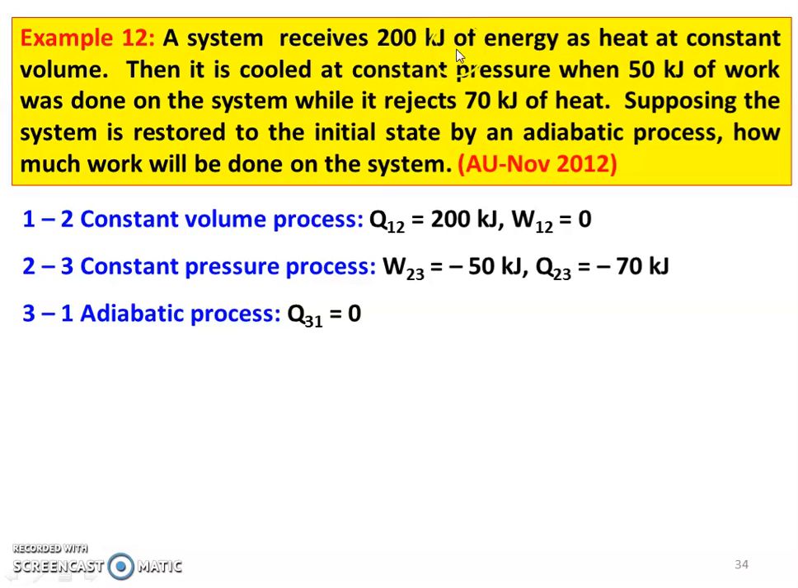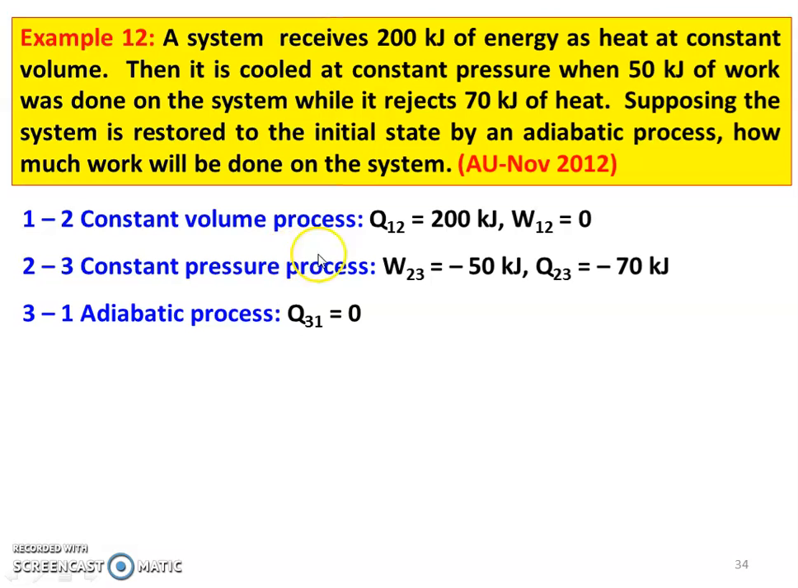Next problem, example number 12 from the university question paper November 2012. A system receives 200 kilojoules of energy as heat at constant volume. Then it is cooled at constant pressure, when 50 kilojoules of work was done on the system while it rejects 70 kilojoules of heat. Supposing the system is restored to the initial state by an adiabatic process, how much work will be done on the system?